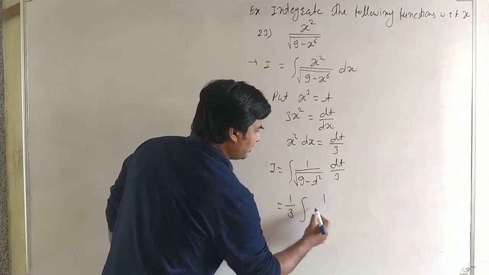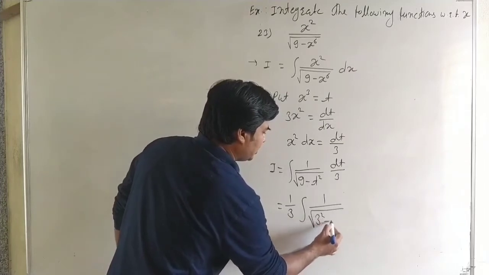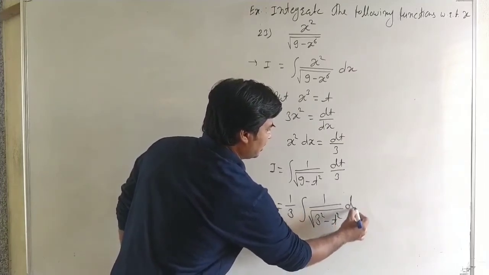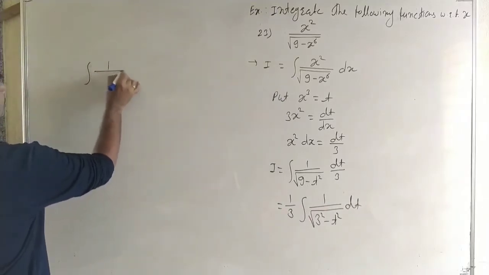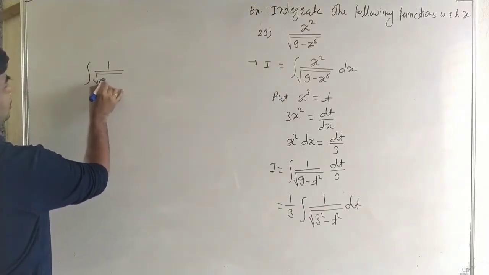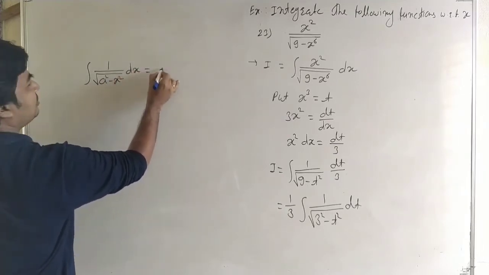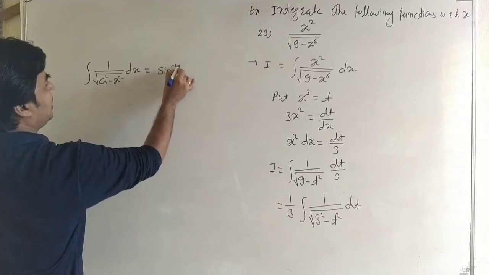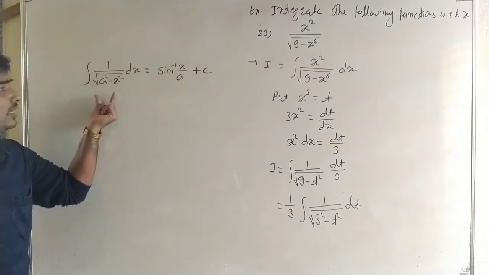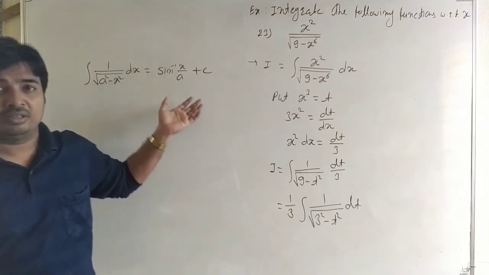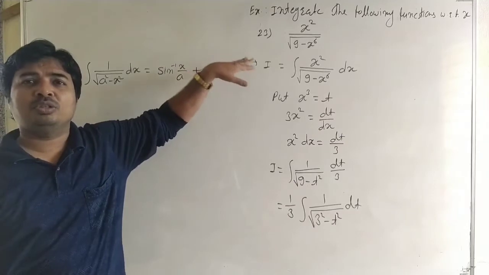Now this integral is in the form of 1 upon under root of 3 square minus t square dt. Here the integral of 1 upon under root a square minus x square dx is equal to sine inverse of x by a plus c. It is an integral in a standard form. It is our next article after substitution, but this example is asked in the exercise of the substitution.